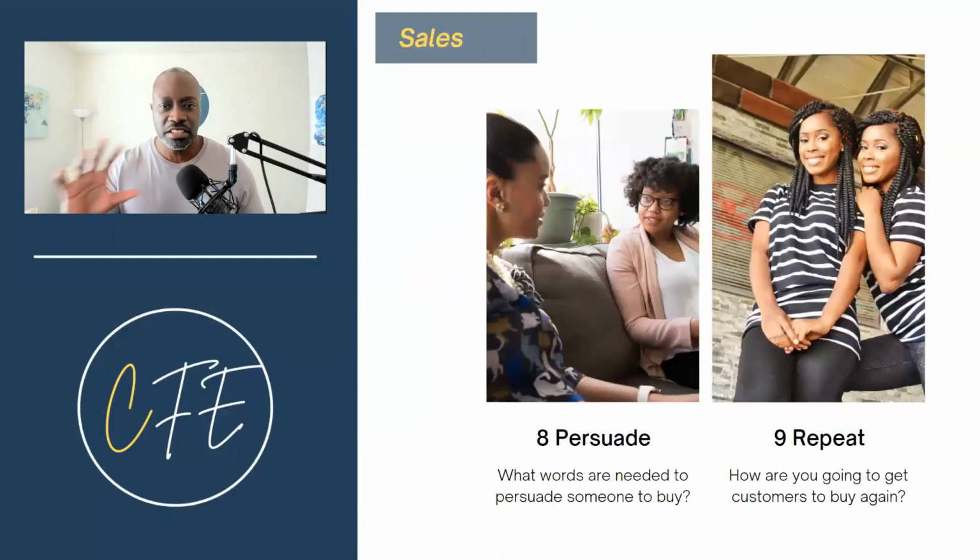And last, the sales part is the last part of the business model. The sales part has two components: persuasion, repeat. Persuasion is, what is your sales pitch? What are the words you're using or need to use to persuade somebody to buy what you're selling? We all have to use some form of persuasion.